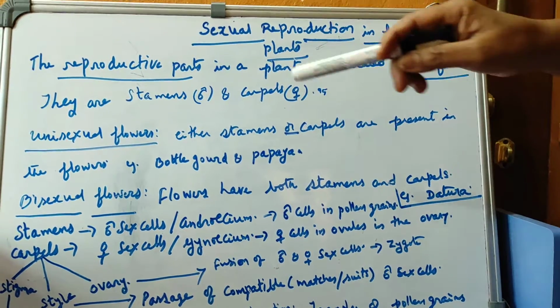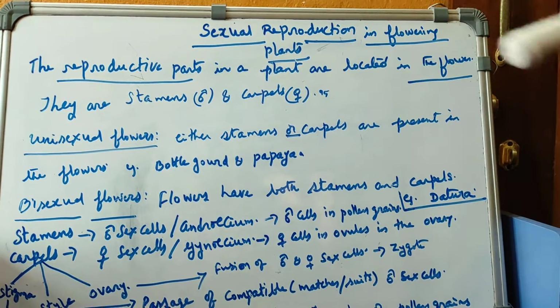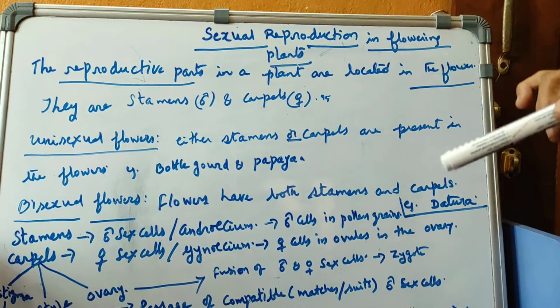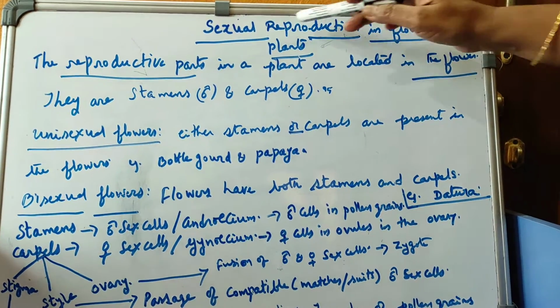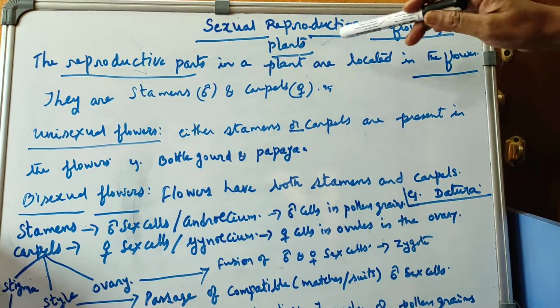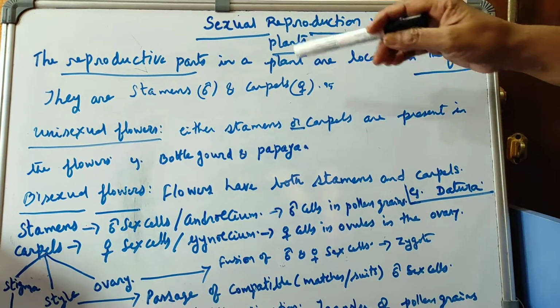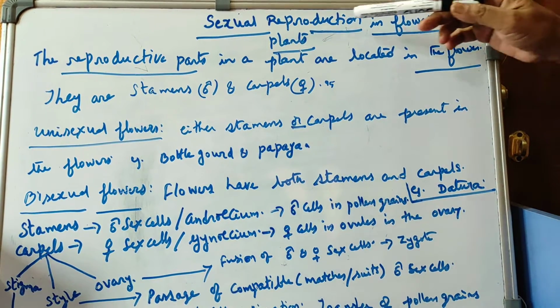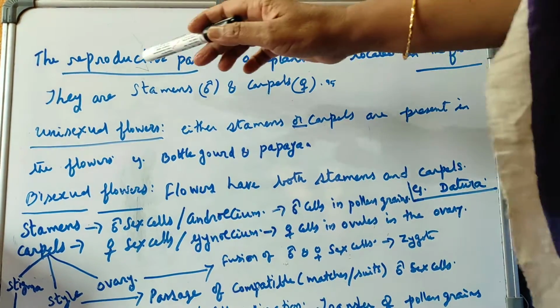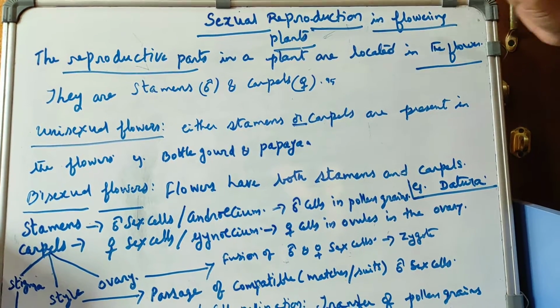Yeah, 10th class biology, sexual reproduction in flowering plants. In this video, I discuss the sexual reproduction in flowering plants. In the previous video, we discussed the sexual reproduction in human beings, now flowering plants. The reproductive parts in a plant are located in the flower.